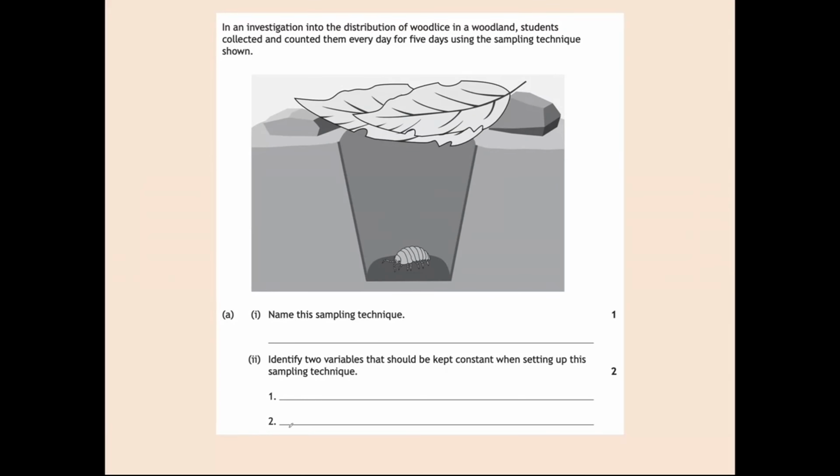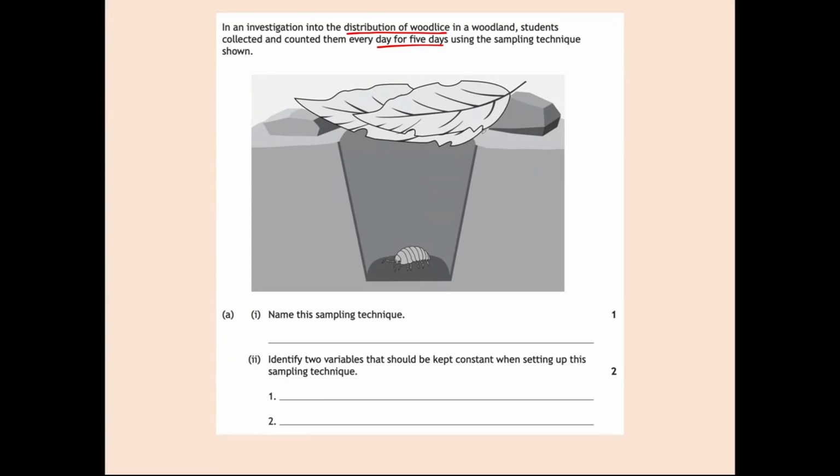Okay, the next one, we've got an investigation into the distribution of woodlice in a woodland. Students collected and counted them every day for 5 days. Okay, that's important, using the sampling technique shown below. So we get the distribution of woodlice counted every day for 5 days. What's this sampling technique called? That's an easy one. That's a pitfall trap.